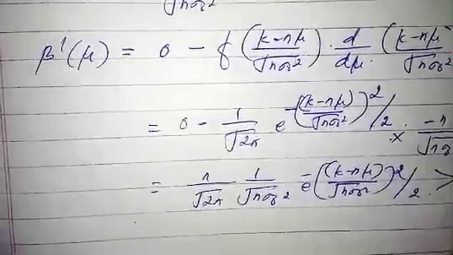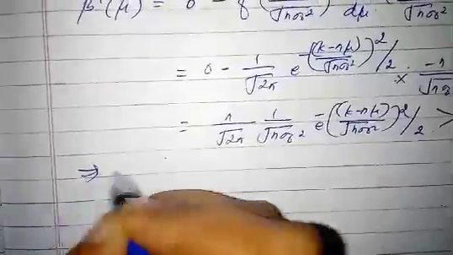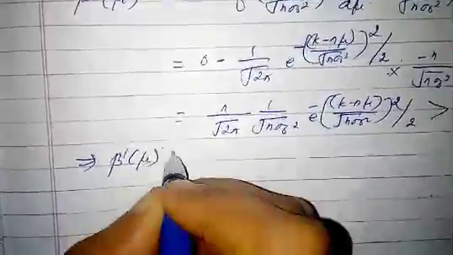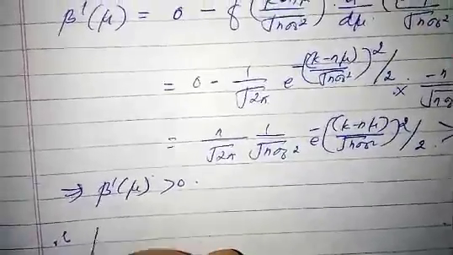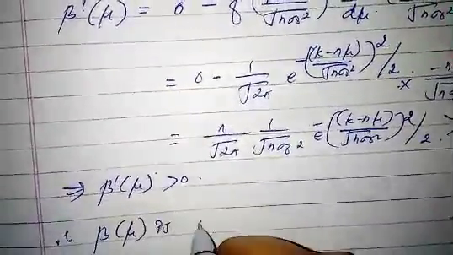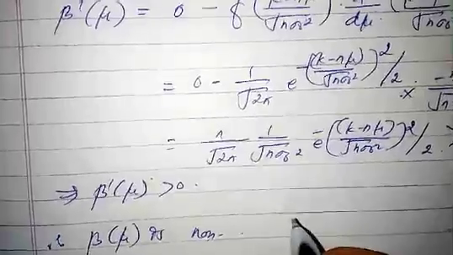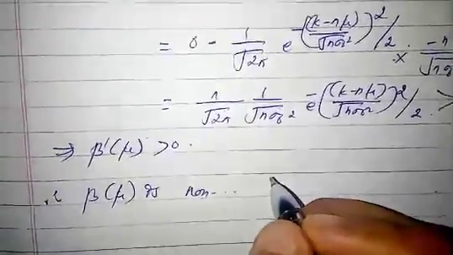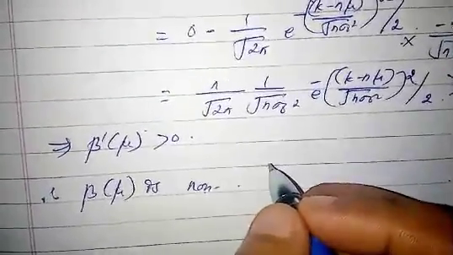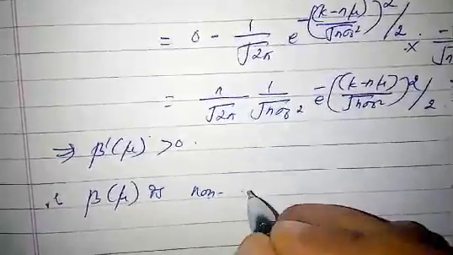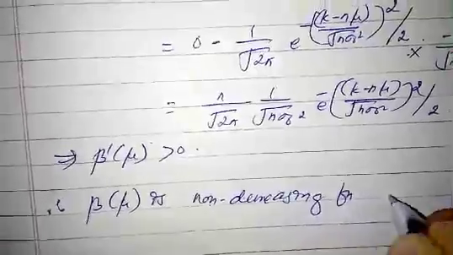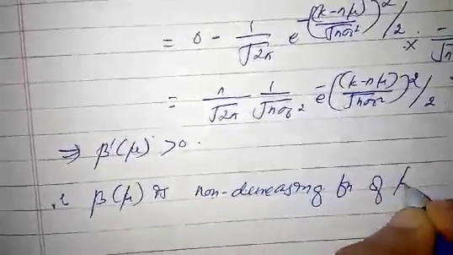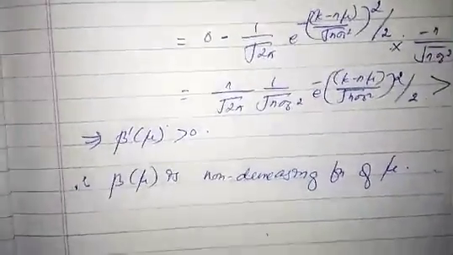So this is greater than 0, right? Which implies beta dash of mu is greater than 0. Therefore, beta of mu is a non-decreasing function of mu, right? If beta dash of mu is greater than 0, then beta of mu is a non-decreasing function.